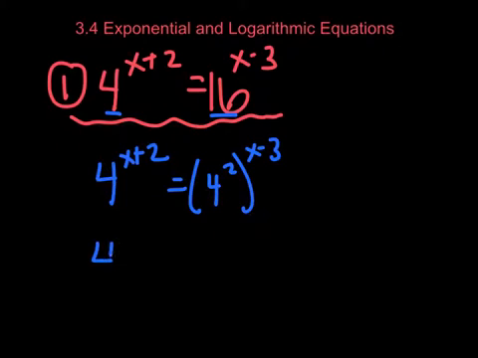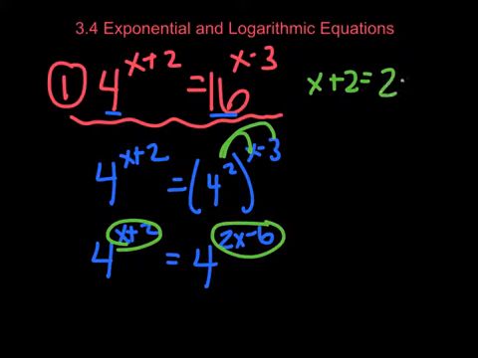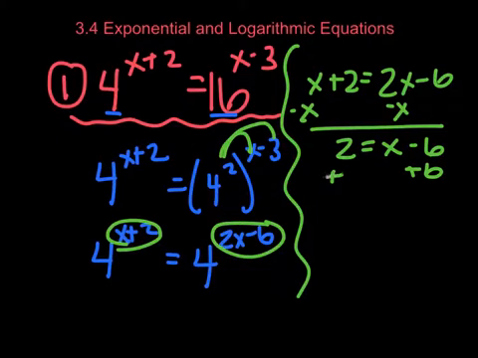That gives me 4 to the x plus 2 equals, you're going to have to distribute the 2 times x and your 2 times negative 3. That's 4 to the 2x minus 6. Once your bases are the same, you can set x plus 2 equal to your 2x minus 6 and solve. So subtract my x. It gives me 2 equals x minus 6. Add 6. That gives me x equals 8.